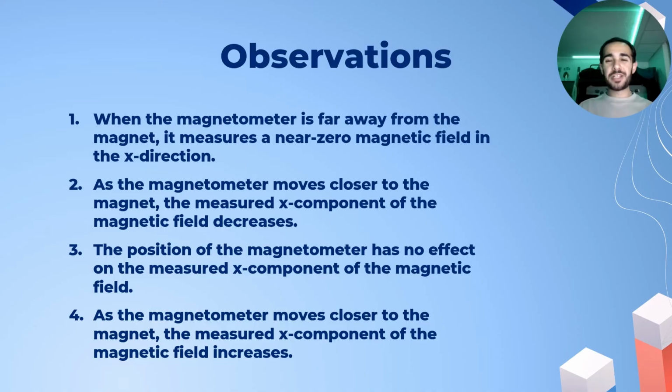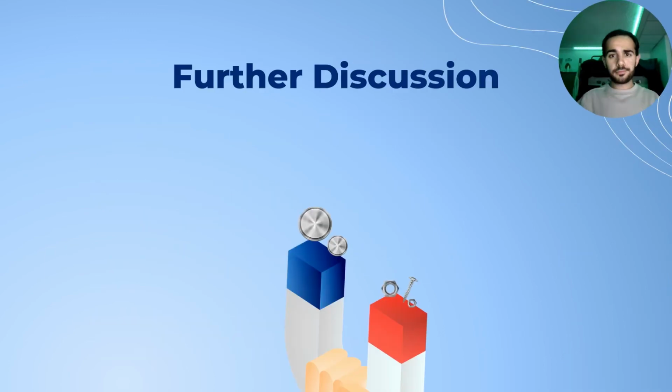So here's just a quick little quiz about the observations made in this lab. The true statements are 1 and 4, which accurately describe the distance dependency formula and what we saw in this lab. For a deeper dive and discussion of the data, we have 2 what-if questions.